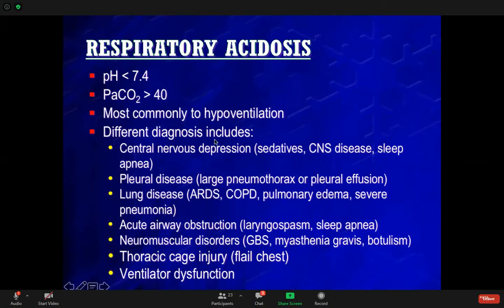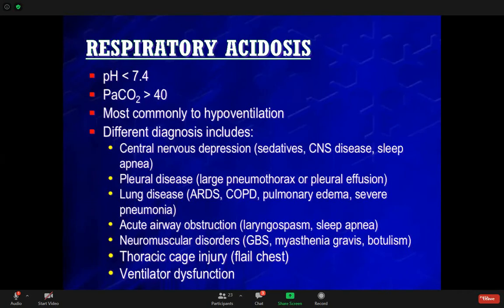Okay, so moving on. The first disorder is respiratory acidosis. Your pH is going to be less than 7.4, and your partial pressure of carbon dioxide is going to be more than 40. It most commonly happens in hypoventilation. The differential diagnosis includes central nervous system depression, so somebody who is not breathing because he took some sedatives, or has CNS disease, or sleep apnea.